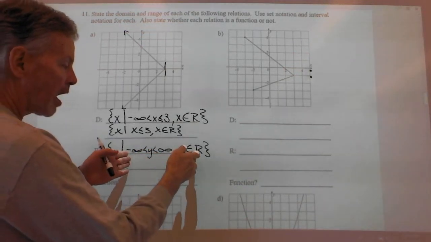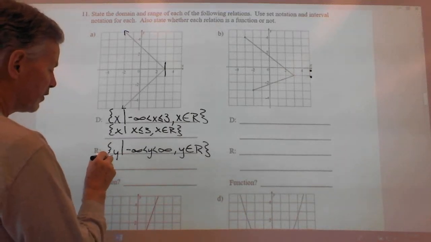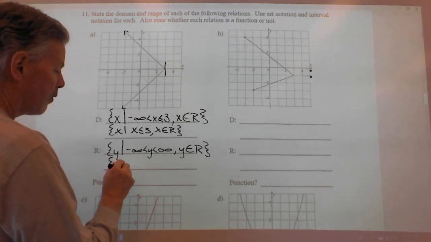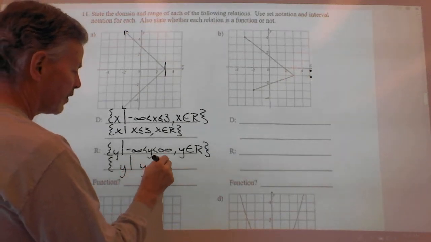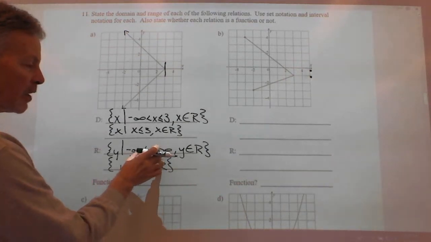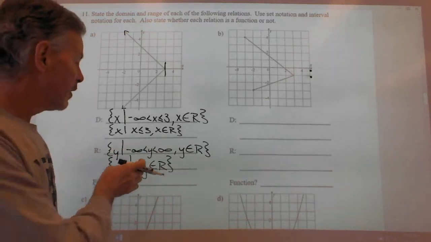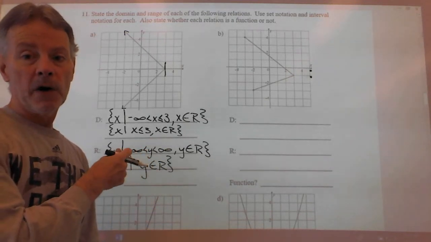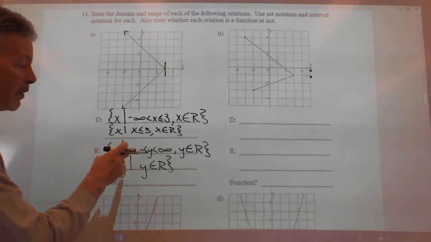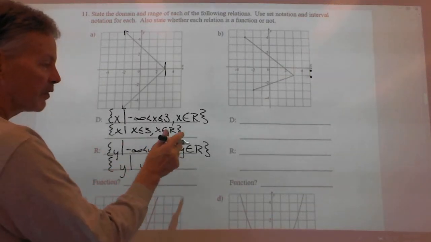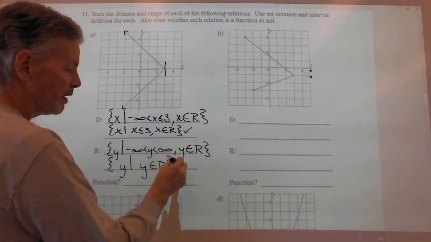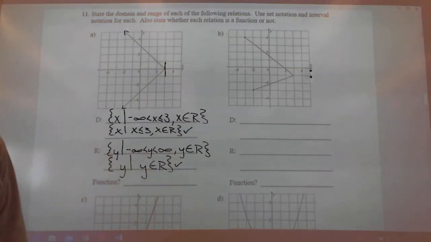So a shorter way of writing this is simply y such that y is an element of the set of real numbers. We don't have to talk about restrictions in this case because there are no restrictions on y. It could be any number, okay? So either of these is correct. Your grade 11 math teachers will say, I'd rather you write it this way, okay?